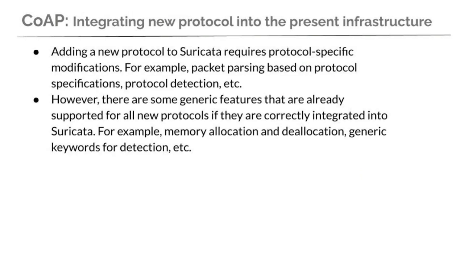An important step for adding any new protocol in Suricata is that it must be accommodated with the existing infrastructure. For example, adding a new protocol requires protocol-specific modifications, such as packet parsing based on the protocol specifications, protocol detection, etc. However, there are some generic features that are already supported for all new protocols if they are correctly integrated in Suricata. For example, memory allocation, deallocation, and generic keywords for detection.